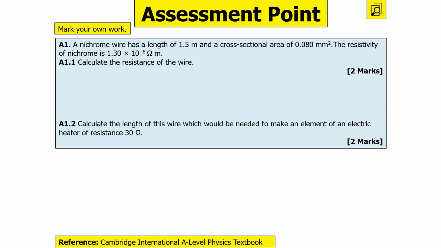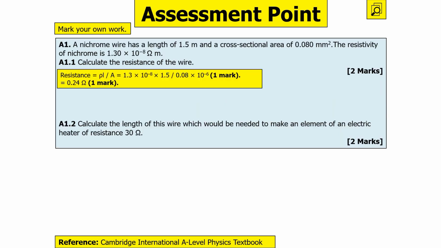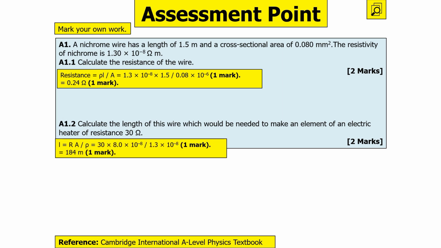Right, how do you work out resistance? Well, we've got to use the resistivity equation, R equals rho L over A. Pop in all the numbers. Remember, we convert the millimeters squared into meters squared, times 10 to the minus 6. We'll get the values through, and it's 0.24 ohms. Now, this next one, we need to change it and make L the subject. So L equals RA over rho.